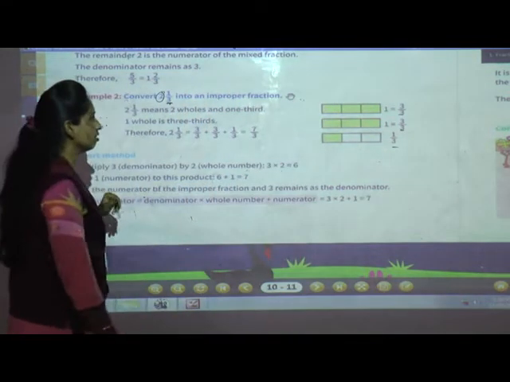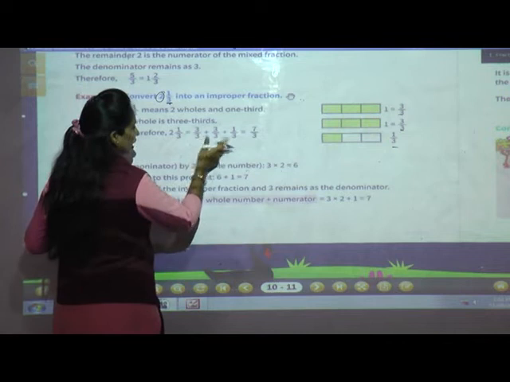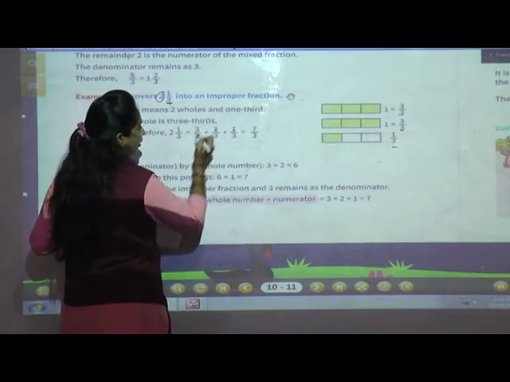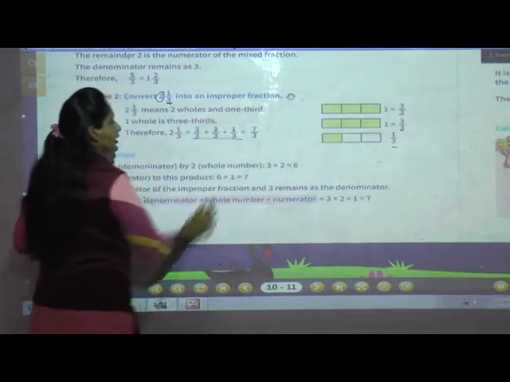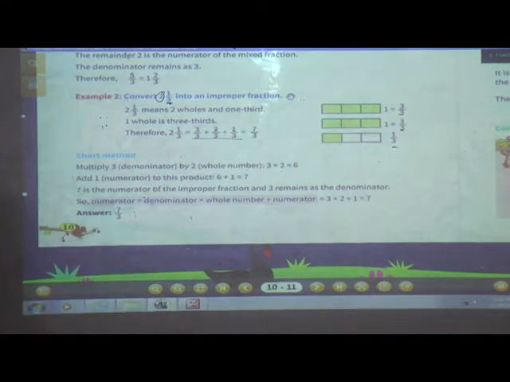So when we add these 3 fractions together, 3 plus 3 is 6, 6 plus 1 is 7, and the denominator remains as it is. So the answer is 7 upon 3.